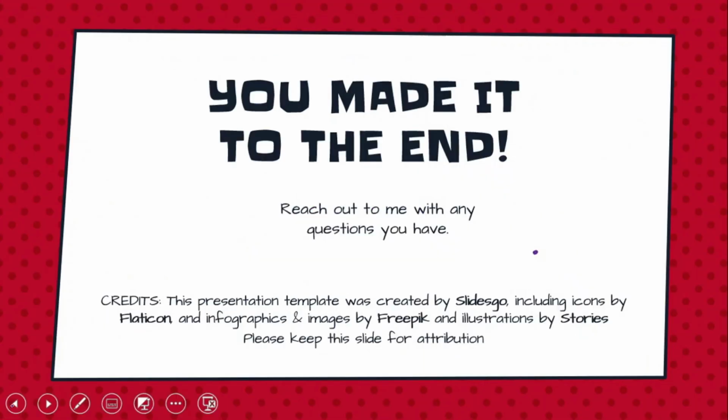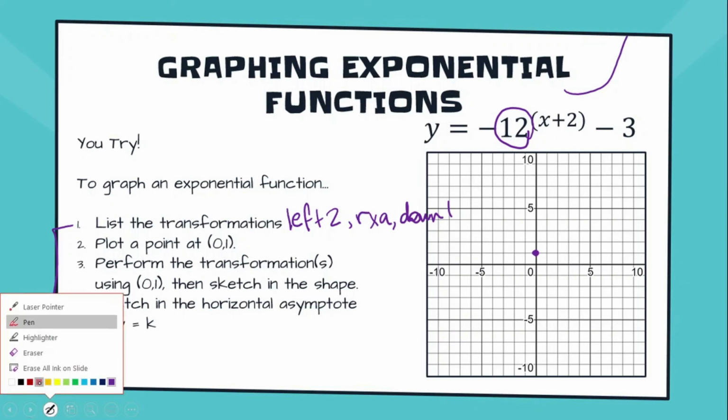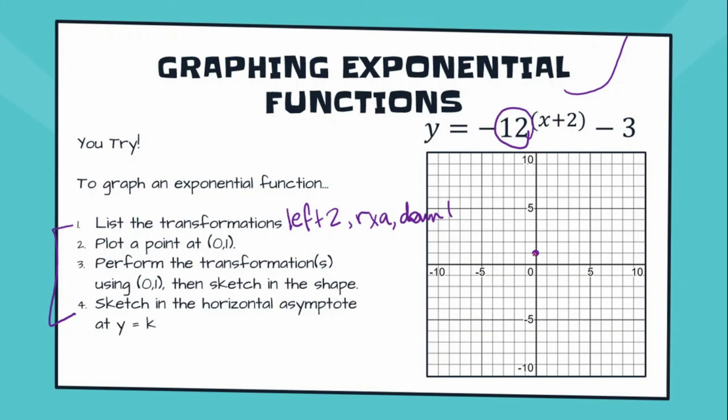Okay, so now we're going to think about what the shape of this graph looks like. The base is 12. That's greater than 1. So overall, this graph will increase. All right, so now we're going to plot that point at 0, 1 and start shifting that bad boy. Let's take that point to the left 2 first. So 1, 2 should be right here.